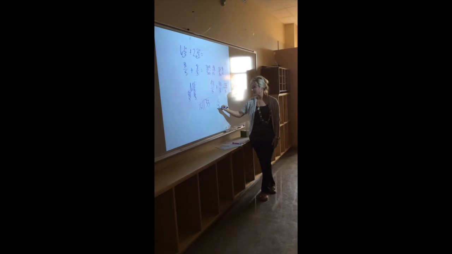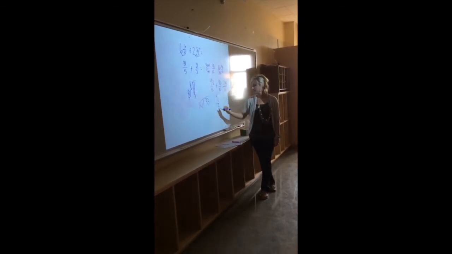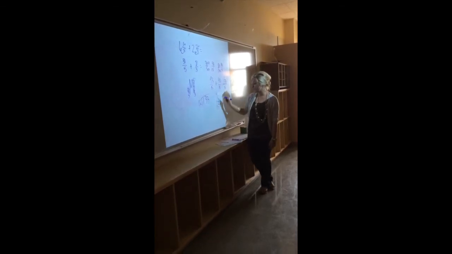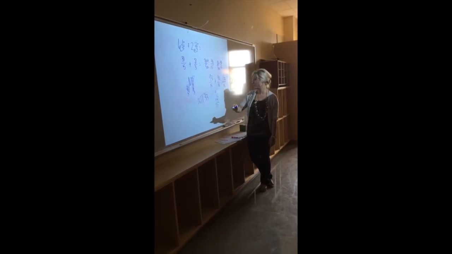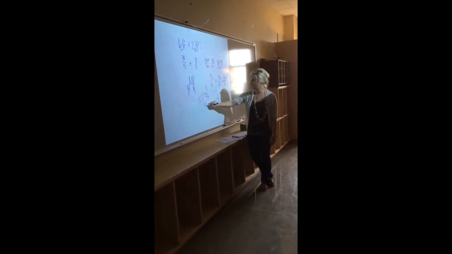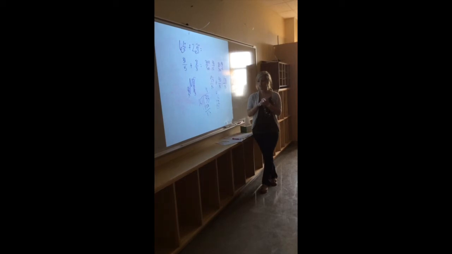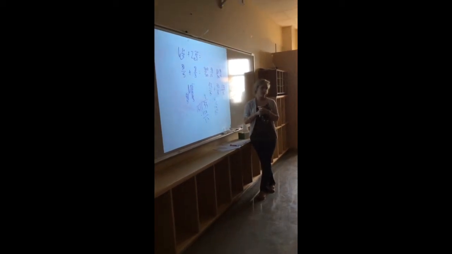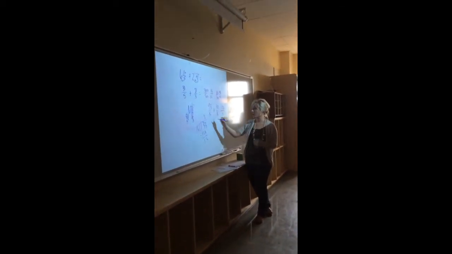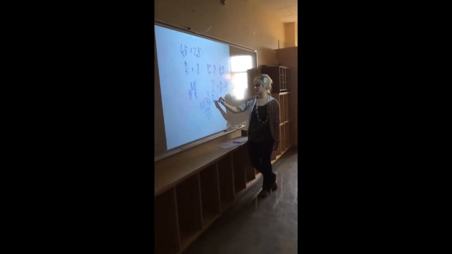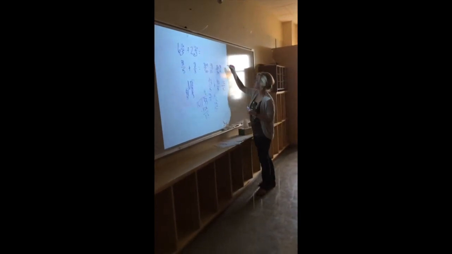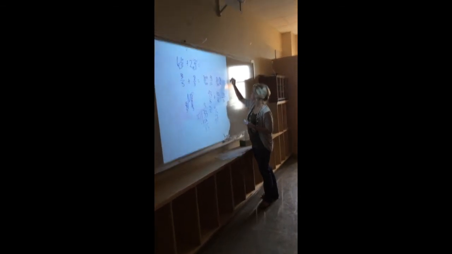15 times 8. 8 times 5 is 40, 8 times 1 is 8, plus 4 is 12. So we have 120. Can we add 15 more? No, because that would be 135. So we have 8, 120. 3 minus 0, 3 minus 2 is 1. So we get a remainder of 13. What does that remainder of 13 mean? Janelle? Our numerator, and what's our denominator? 15. So our answer should be 8 and 13/15.